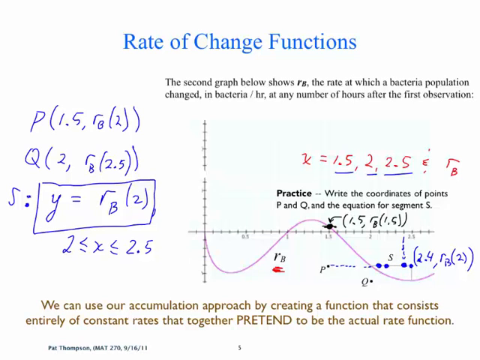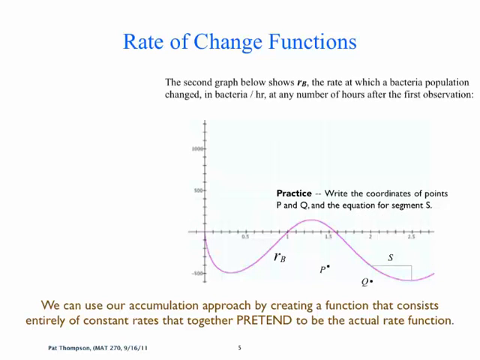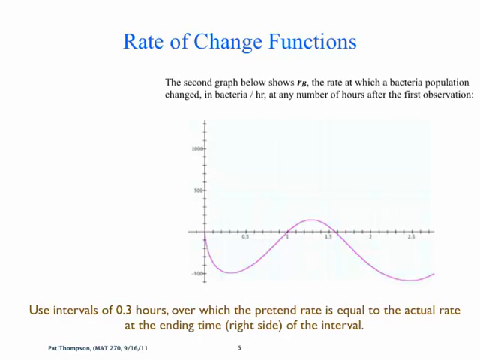Okay, so now we're ready to make our first crack at creating one of these pretend rate functions. Any questions before we do that? Are we ready? Okay, so we're going to use intervals of 0.3 hours. Let's break those up first. Those will be our delta x, our change in number of hours. So 0.3, 0.6, 0.9, 1.2, and we'll stop at 1.5. So our delta x is 0.3 hours.